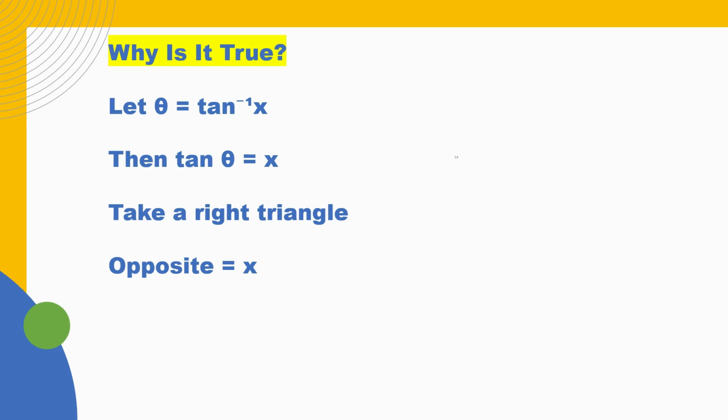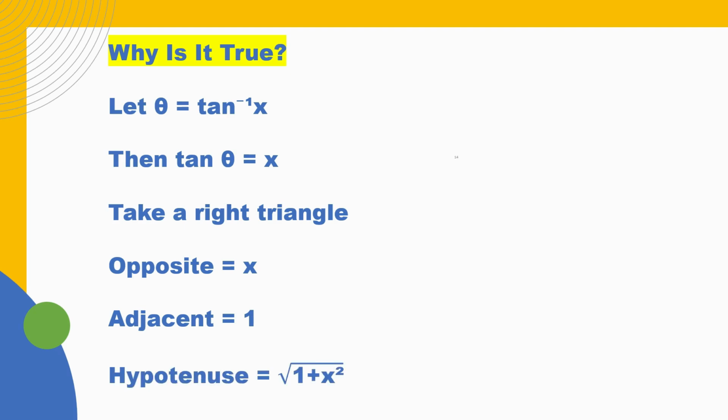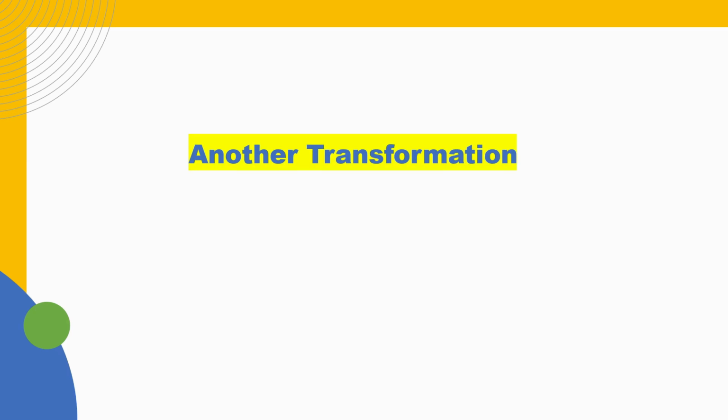So in that triangle, the opposite side equals x and the adjacent side equals 1. And the hypotenuse is equal to under root 1 plus x squared. Therefore, sin theta equals x upon under root 1 plus x squared. Here comes another transformation. One inverse function can wear many disguises. A tan inverse expression may secretly be a cos inverse expression.